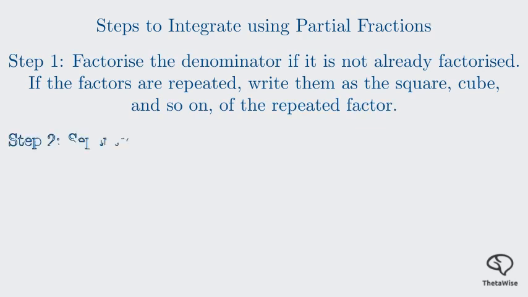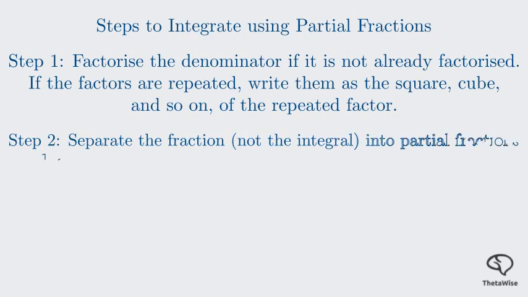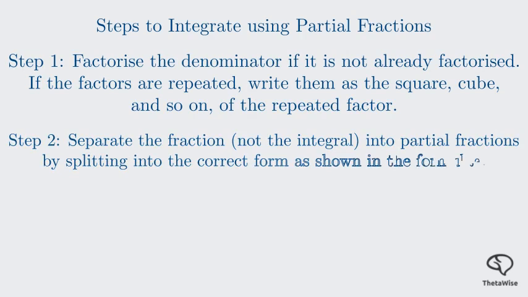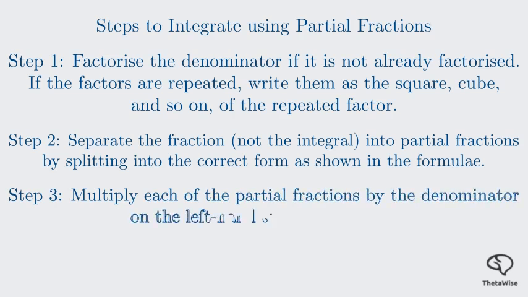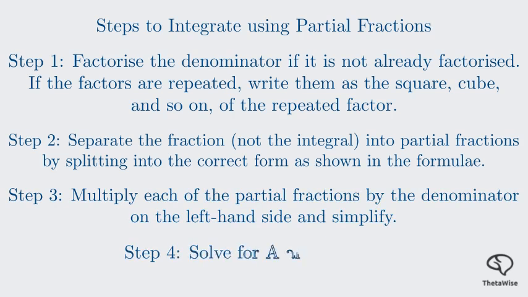Step 2. Split the fraction, not the integral, into its partial fraction form using the formulae we just discussed. This means setting it equal to a, b, and c over the factors. Step 3. Multiply every term in the equation you just wrote by the original denominator on the left-hand side. This will cancel out all the denominators and give you a simple polynomial equation. Step 4. This is where you find the values of your constants a, b, and c.